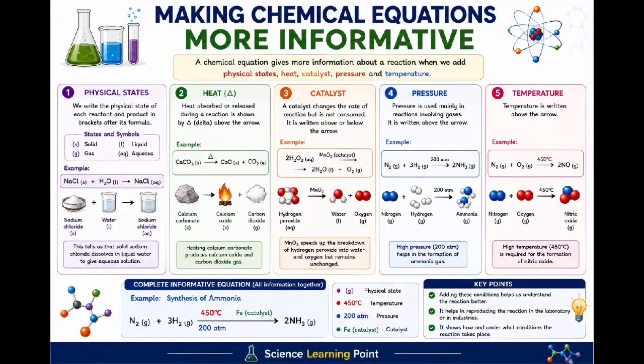So by looking at one chemical equation, scientists can know the physical state, heat required, catalyst used, pressure needed, and temperature required. This makes a chemical equation much more informative.